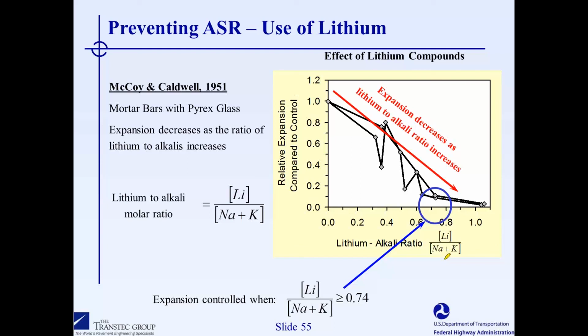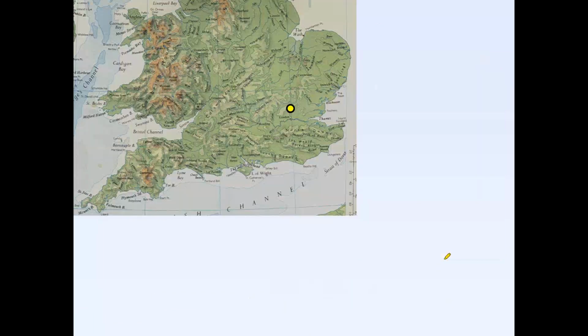And McCoy and Colwell suggested that the ratio of lithium to alkali, sodium and potassium, had to be somewhere in the region of 0.74. They proposed this 0.74 value, which has become what we sometimes refer to as the standard dose of lithium to control ASR.